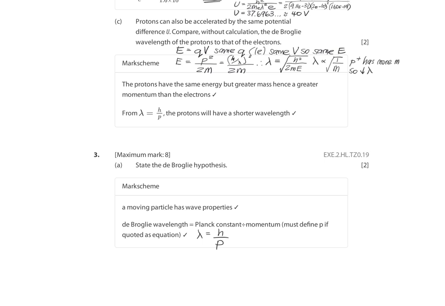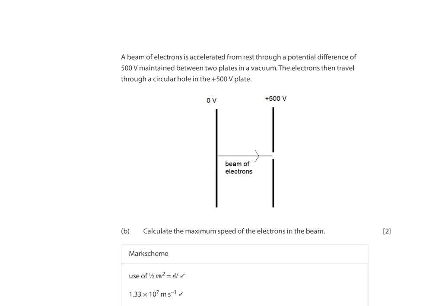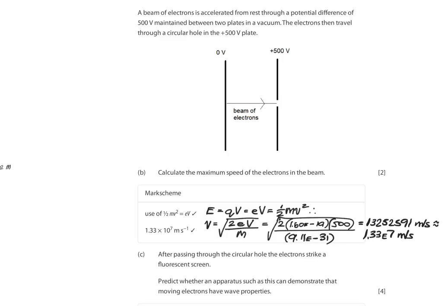So we have electrons being accelerated by 500 volts. The energy of the electrons is their charge times the voltage. We'll put in e for the charge of the electron, equals 1/2 mv squared. When we solve for v, we get the square root of 2 times the charge times the voltage divided by the mass.